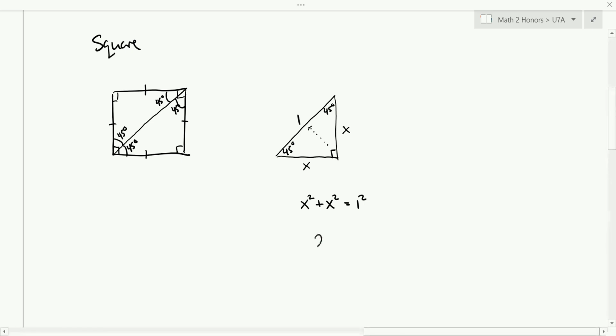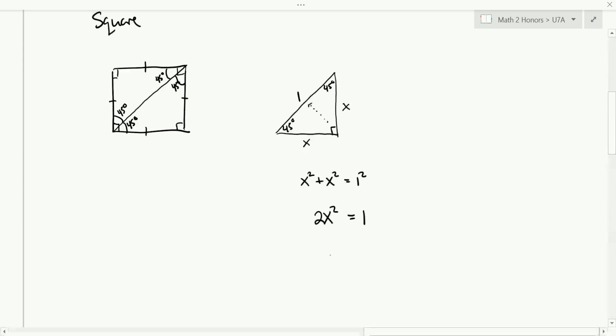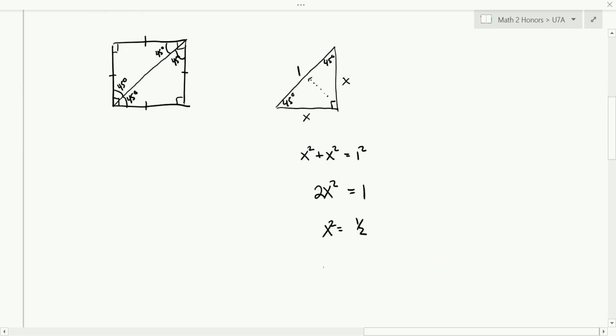Yeah, 2x squared. When you add like terms, they both have the same exponent, so you just add the coefficients, the invisible one. So 1 plus 1 is 2. You don't change the exponents when you're adding. And I want to solve for x, so I'm going to divide by 2. So I get x squared is 1/2. And I want to get rid of the square, so what do I do? Take the square root. Now we're going to assume x is positive because it's a side length.